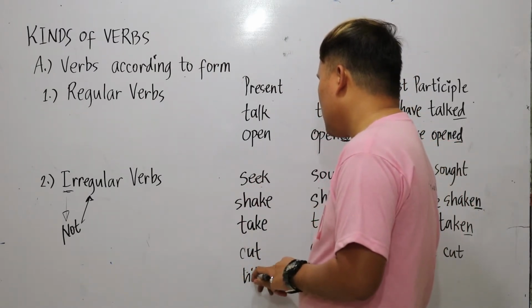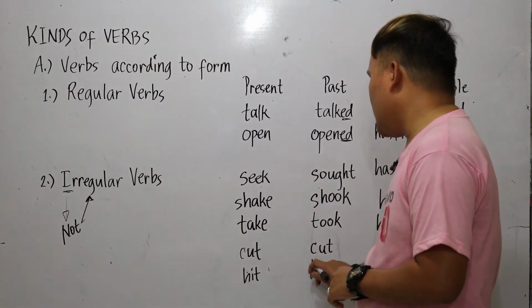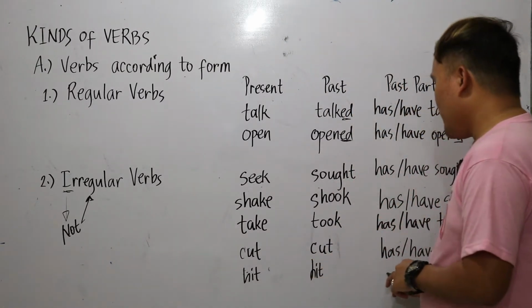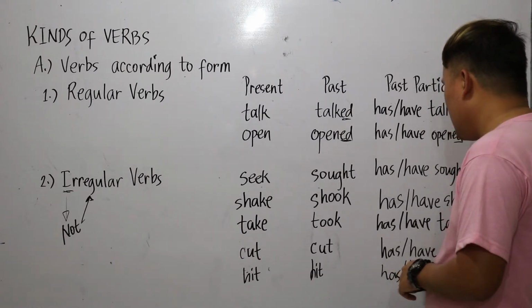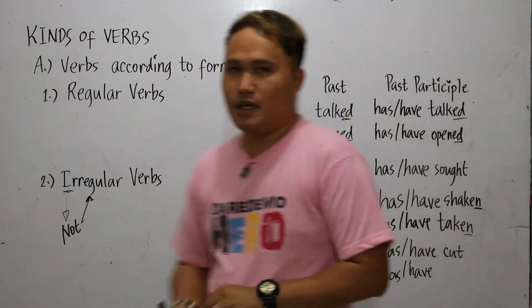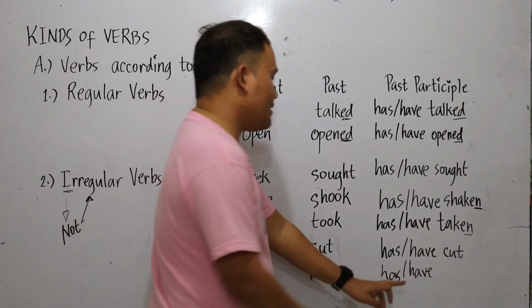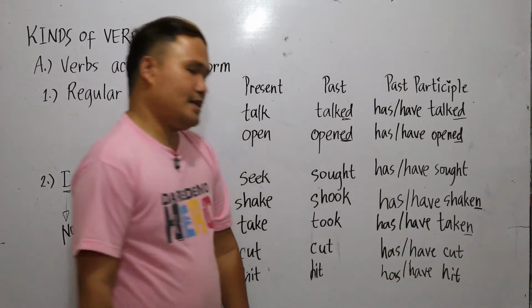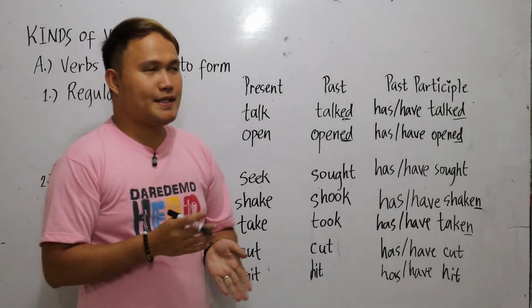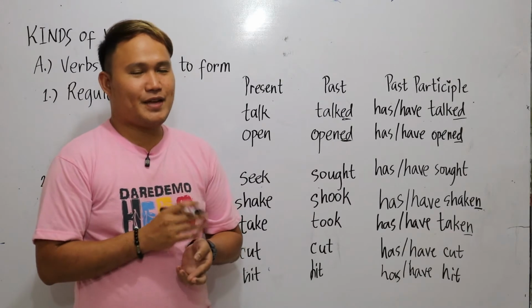Hit. Past form of hit is still hit. And the past participle form still hit. But you just have to add has or have. Okay? So notice hit, hit, has or have hit. So you don't say hit, heated, hitten. Alright? There's no such words like those.